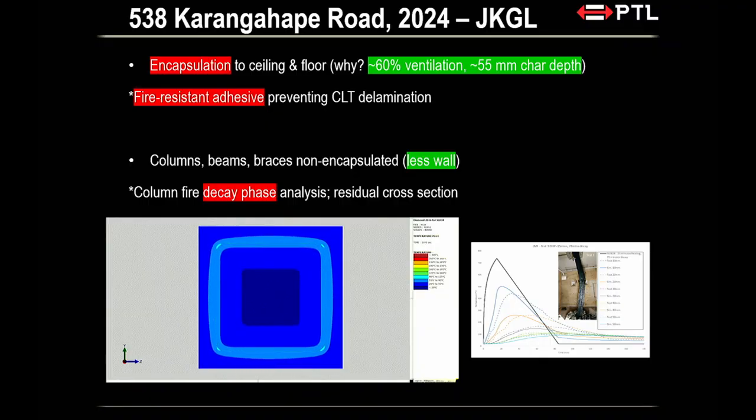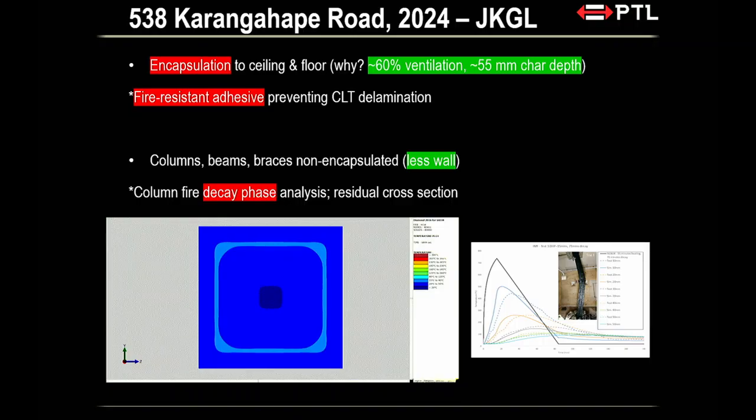They're not encapsulated. So in this particular case, open plan naturally means no wall. We don't have to deal with CLT wall yet. Right? Now what I'm showing you here, this GIF is just running by itself. We look at the decay phase analysis because the client doesn't want the column to be encapsulated.